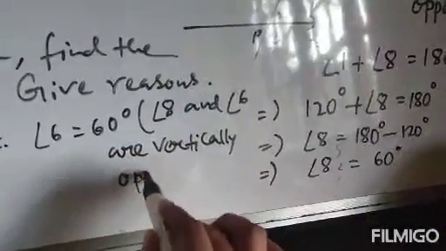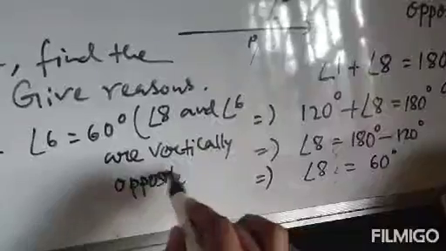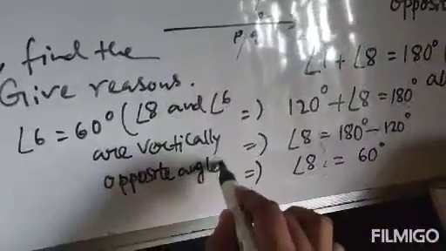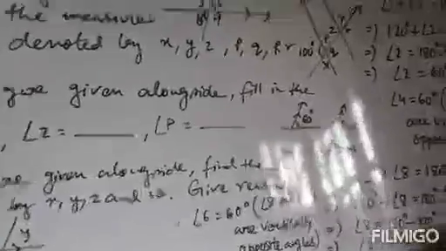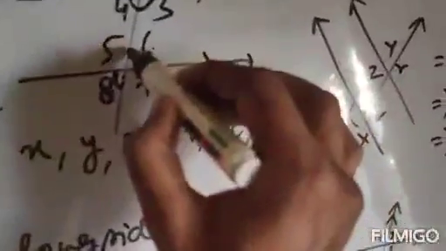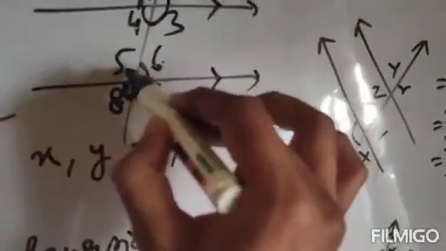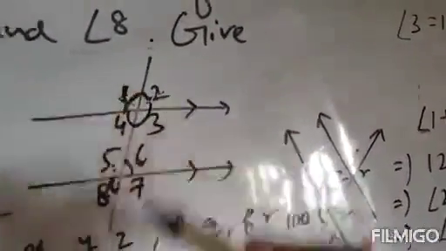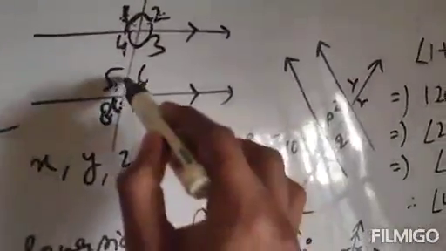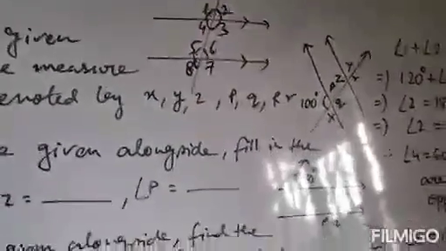Vertically opposite angles. Angle 8 and angle 6 are vertically opposite angles, so angle 6 is also 60 degree. Now if angle 6 is 60 degree, this angle 5 and angle 6 are linear pair of angles, just like angle 1 and angle 2, they are linear pair of angles. So here also angle 5 and angle 6 will be linear pair, and sum of linear pair is 180 degree. So we can write angle 5 plus angle 6 is 180 degree.